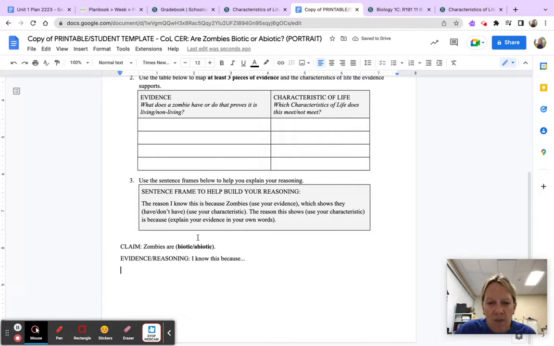Many of the ones that I read didn't start with the claim, they just left it like this. You need to make a choice between biotic or abiotic. So make sure you start your sentence with zombies are whatever you think. Then you go into your evidence and reasoning. Okay. So once you do that, make sure that you submit on Schoology.